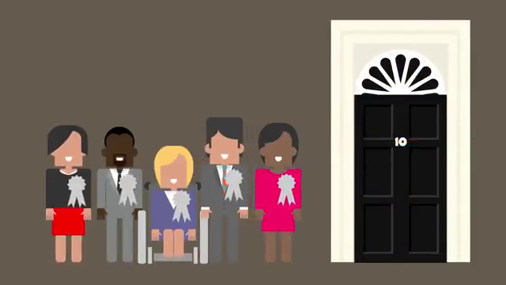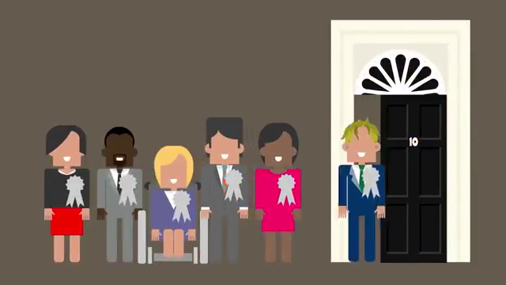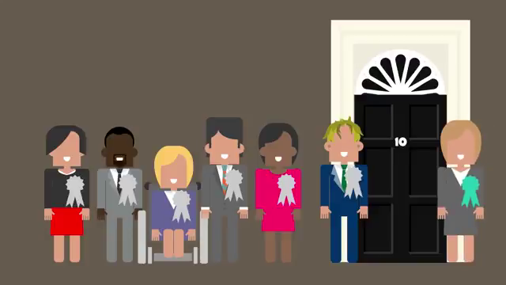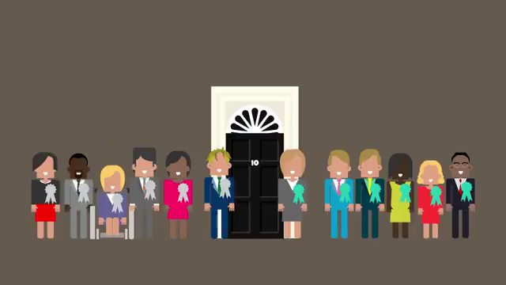The party with the most MPs elected forms the government, and their leader becomes Prime Minister. And if there's a hung parliament, where there's no clear winner, then a minority government or a coalition government may be created, or a fresh election held.